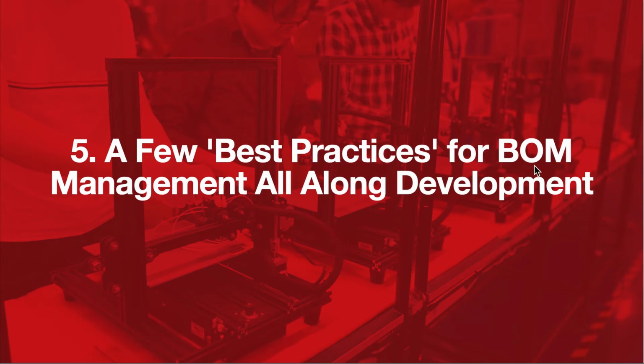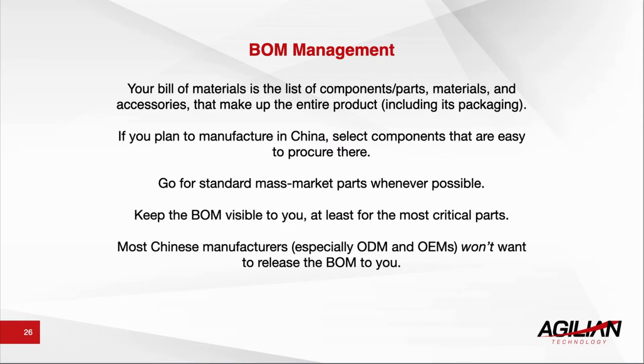Bill of material, the BOM, very important document, extremely important document, is the list of your components, okay, your parts, your materials, and so on, the packaging, everything. As much as possible, go for standard mass market parts. They tend to be more reliable, they tend to be of higher quality. Obviously, if it's a new product, you probably have some custom parts to design and develop and manufacture. But having three custom parts is much safer than having a dozen custom parts. Okay. Try to keep it visible to you.